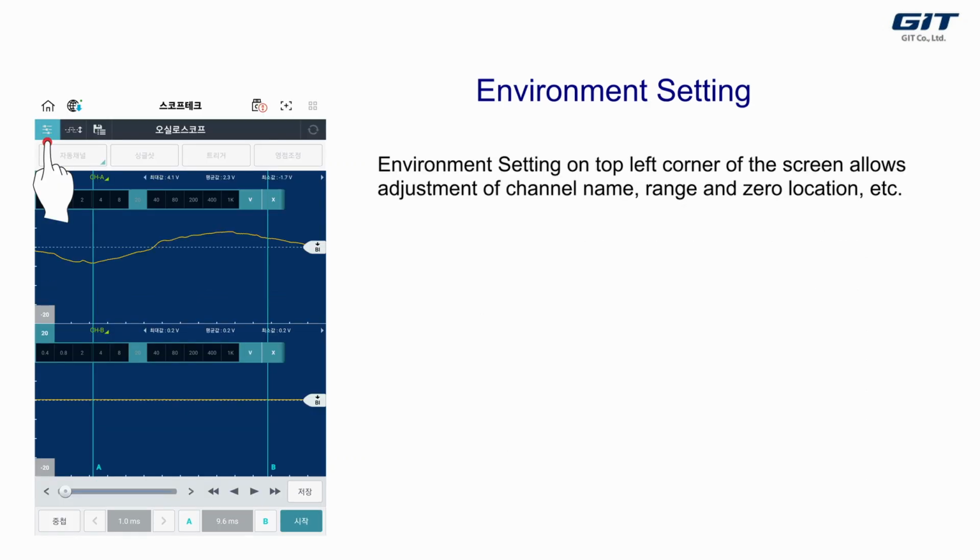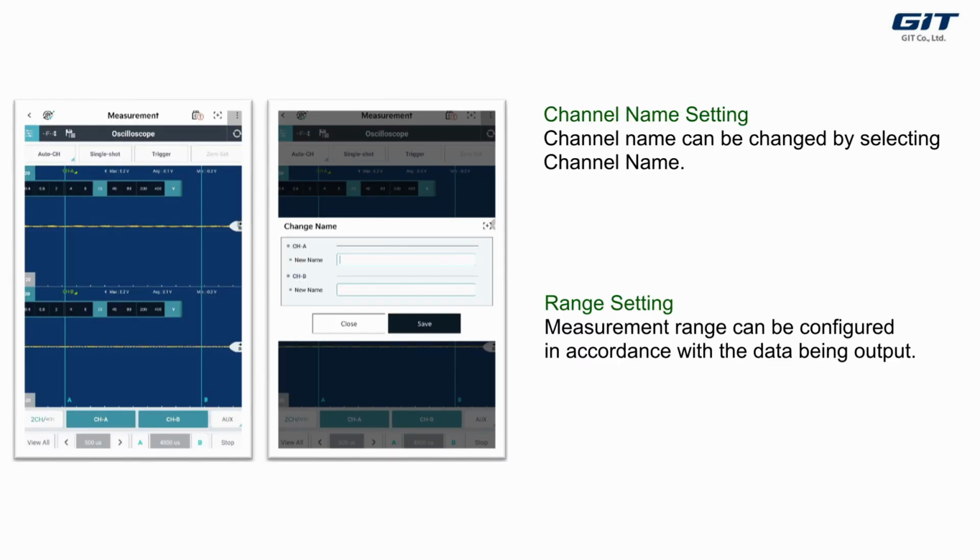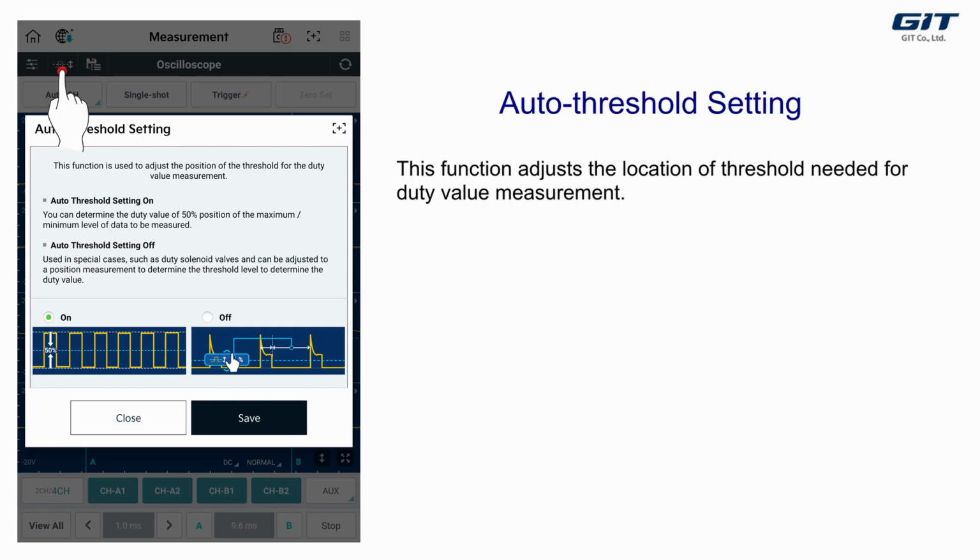Environment setting on the top left corner of the screen allows adjustment of channel name, range and zero location, etc. Channel name setting: the channel name can be changed by selecting the channel name. Range setting: the measurement range can be configured in accordance with the data being output. This function adjusts the location of the threshold needed for duty value measurement.